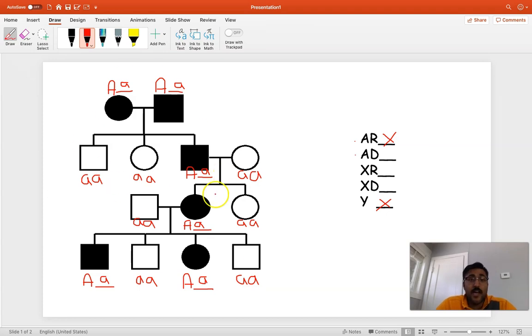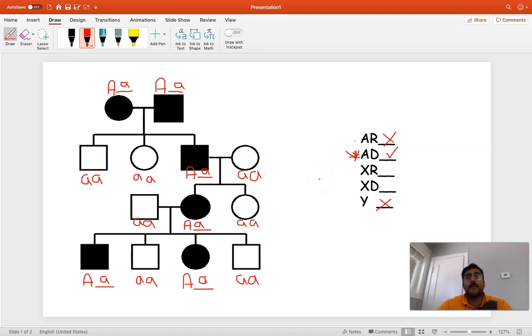Well, I've just finished this entire pedigree. Everybody's been assigned a genotype, and I have not been able to say that I have no reason to think that this is not an autosomal dominant trait. So I'm going to put a check mark here. I cannot say that this is not autosomal dominant. So I'm going to star this here, it's very likely that it's an autosomal dominant trait. I can't say for sure that that's the only mode of inheritance.